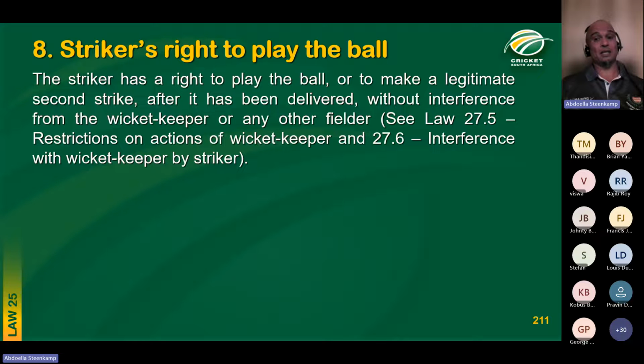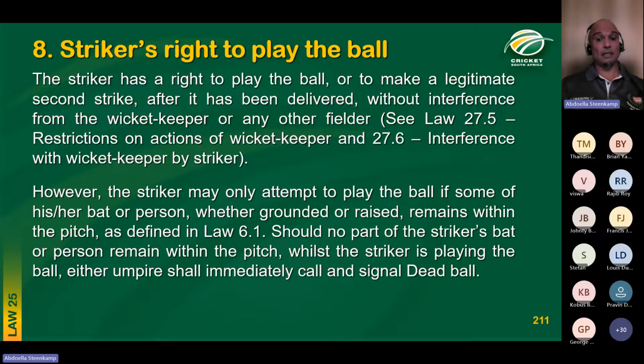But the law allows the striker its right to play at the ball, even if it's a second strike, in order to protect the wicket. But the law says, yes, it allows the striker that right. You can play at the ball, but in attempting to play at the ball, the striker needs to have some part of bat or person, whether it's grounded or raised, remain within the pitch. The striker needs to be on the pitch.